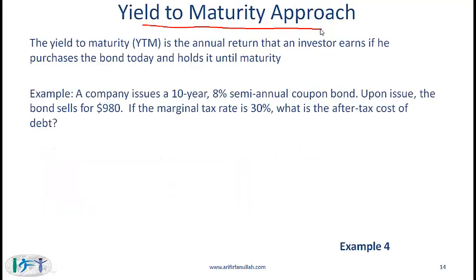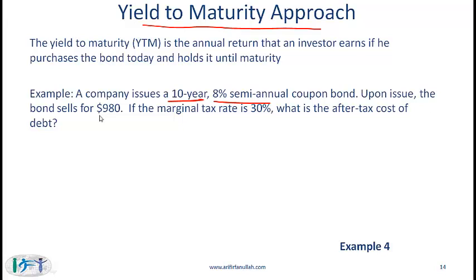Yield to maturity approach, this is fairly testable. This is material that you saw in financial reporting and analysis in the reading on non-current liabilities, and you will see this again when we do fixed income. So it comes in three places in the curriculum, and that means that this is important. The yield to maturity is the annual return that an investor earns if he purchases the bond today and holds it until maturity. A company issues a 10-year 8% semi-annual coupon bond.